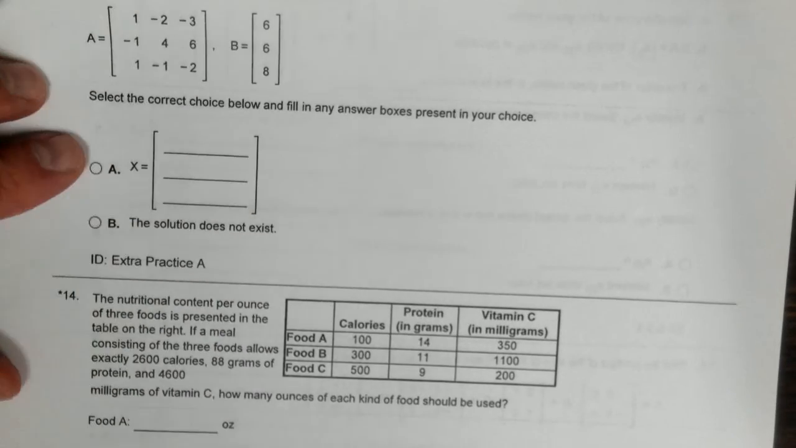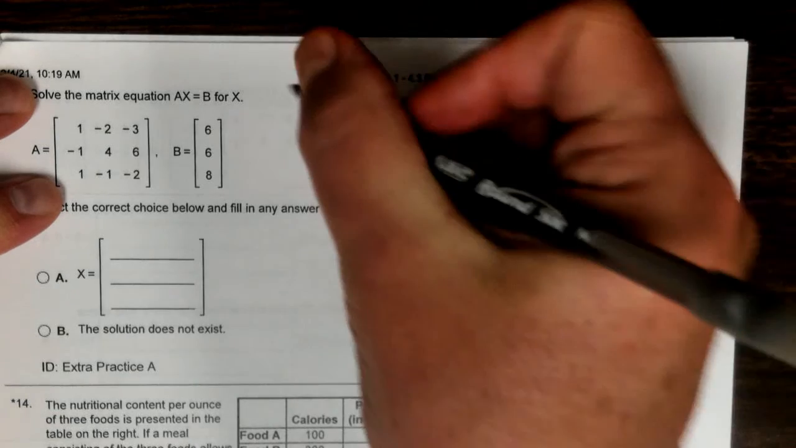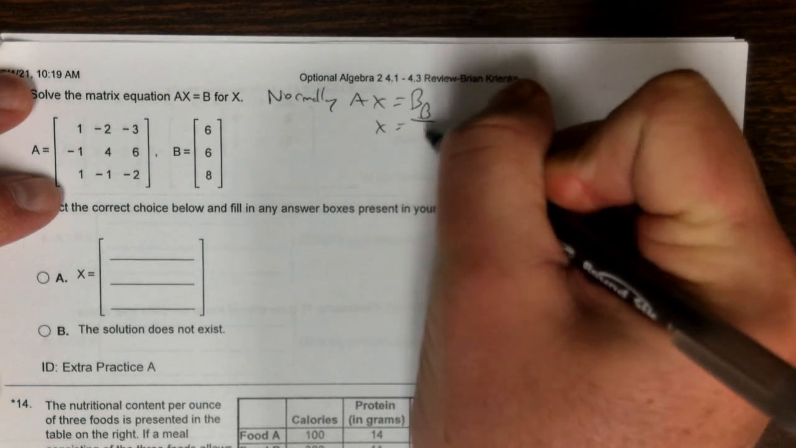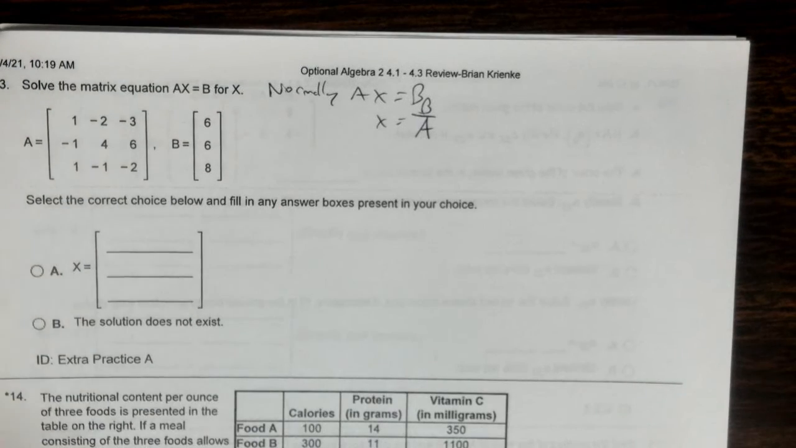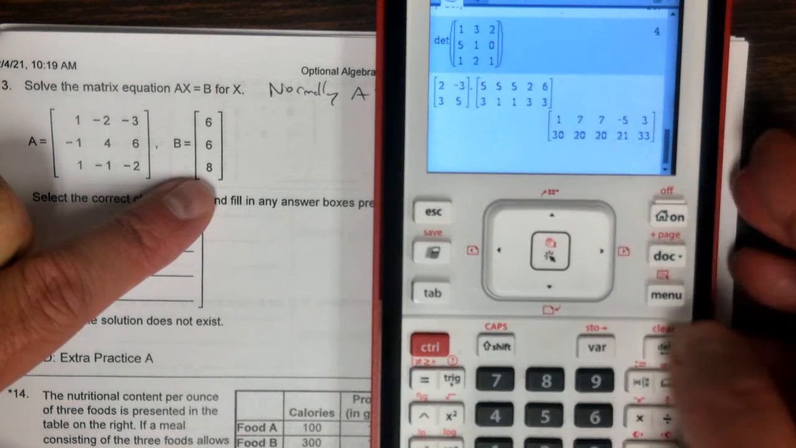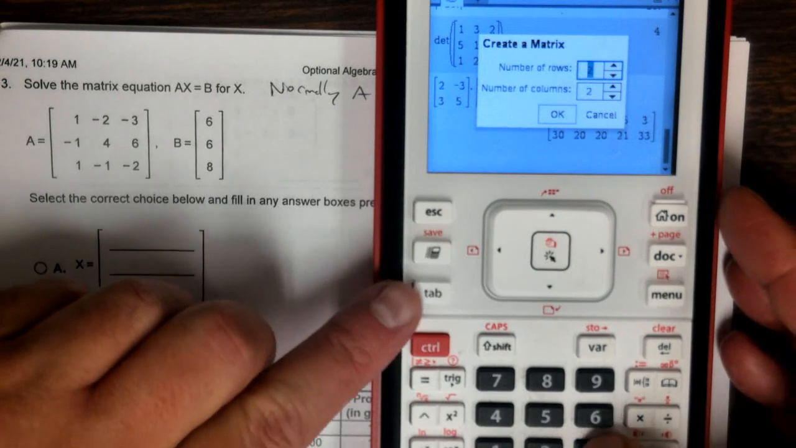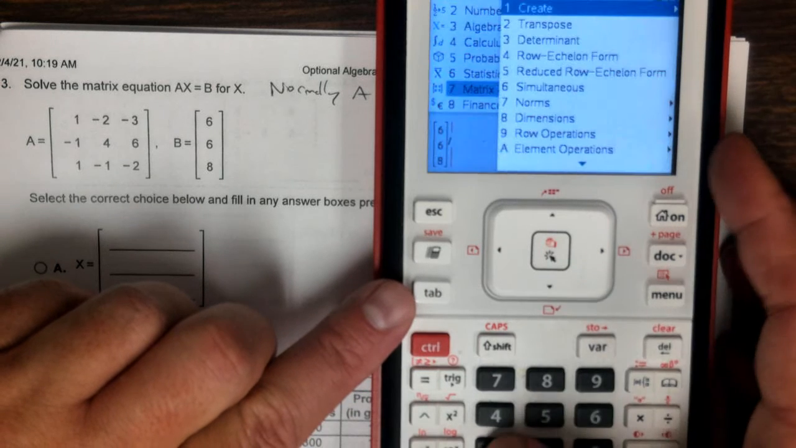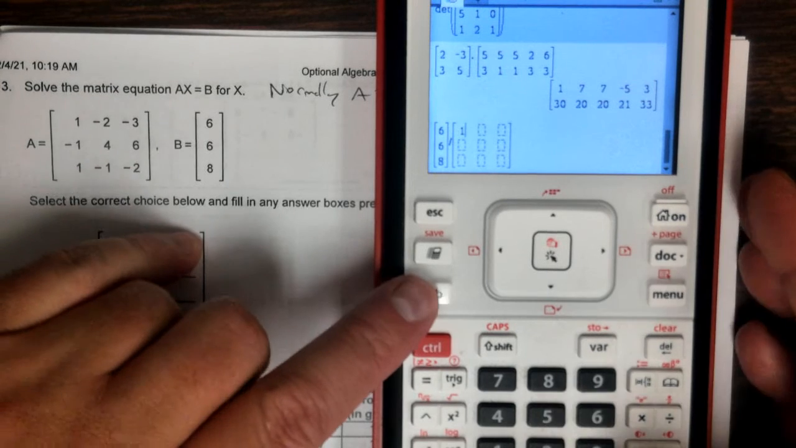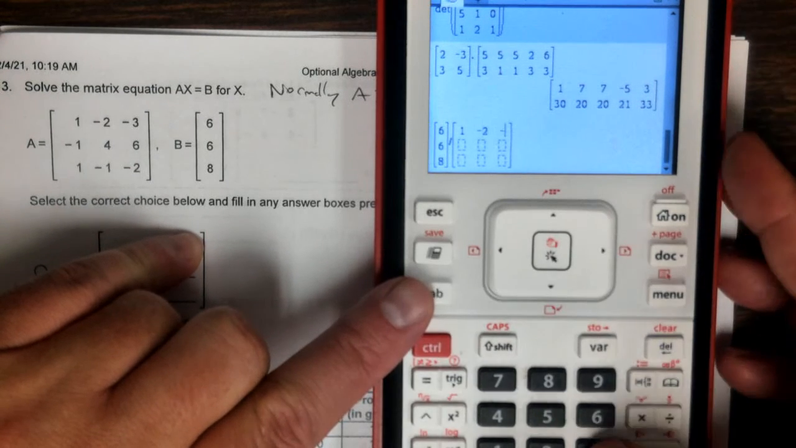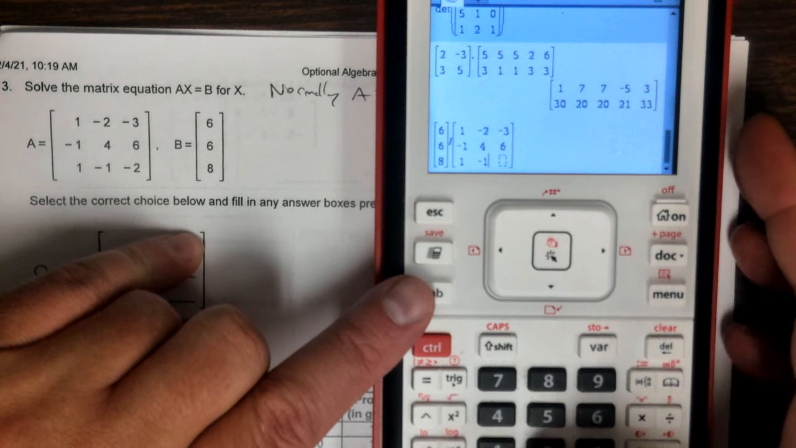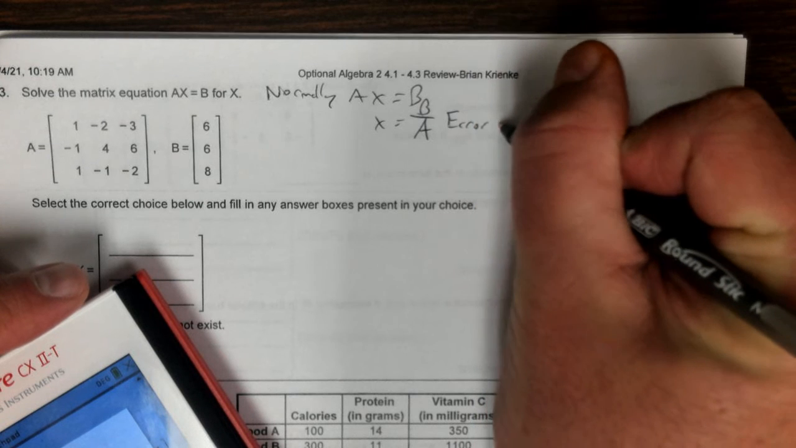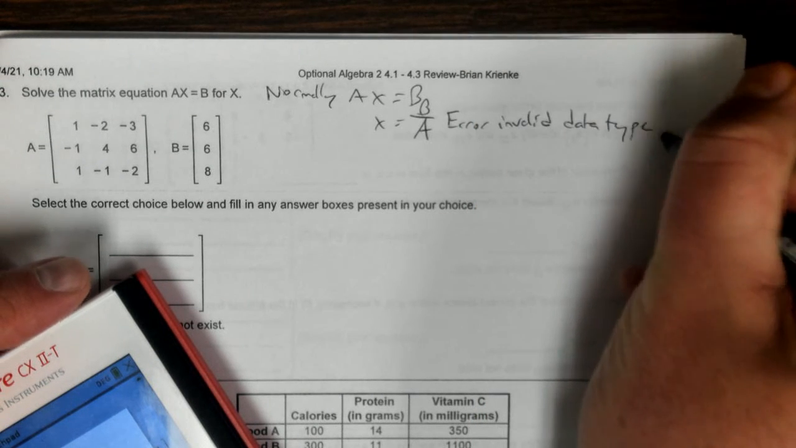Then this one, you want to solve for x and their matrices. So normally you'd say if you have ax equal b, then you just have b divided by a. But that's not going to work for matrices. Because if you have a 3 by 1 divided by a 3 by 3, it says error, invalid data type. In other words, division doesn't work.